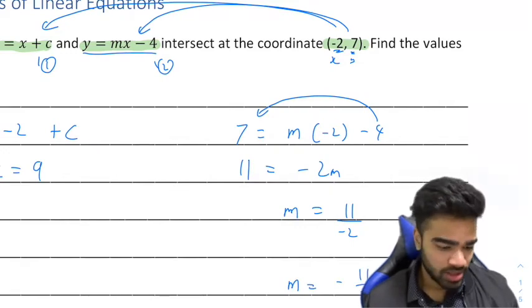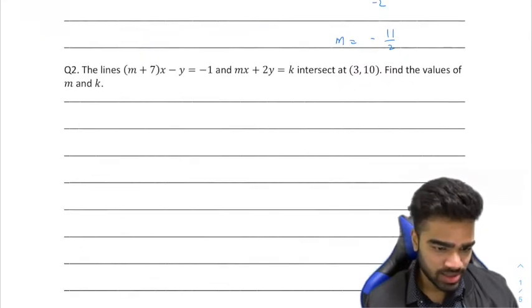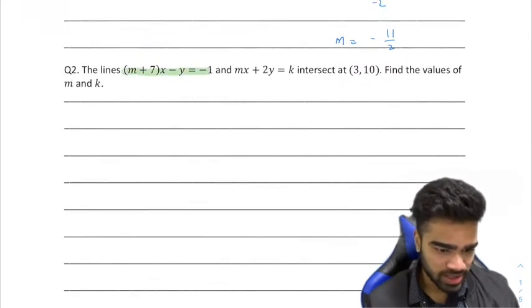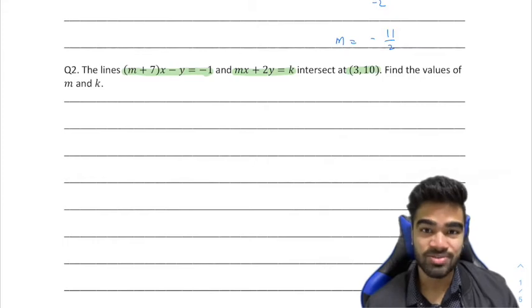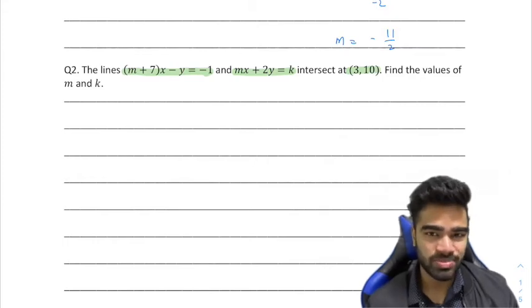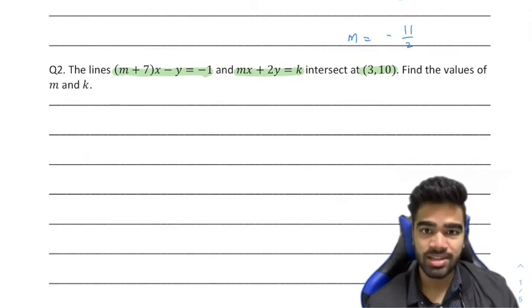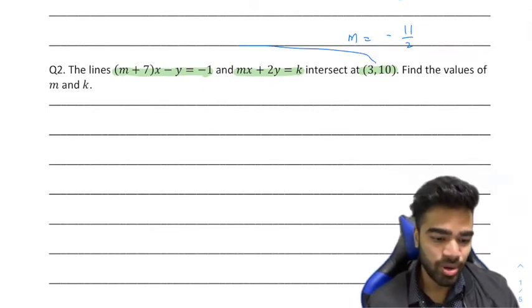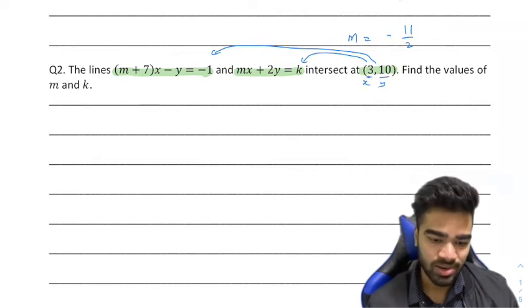Alright, so let's keep going. So a similar question. So this time the lines m plus 7x minus y and mx plus 2y equals k intersect at 3 and 10. Why don't you guys pause the video and have a go, because it's very similar to what we did before. It's a bit different, it gets a bit harder, so let's do it. So again, same thing, they intersect in 3 and 10, that means they cross at 3 and 10. That means they both go through this coordinate, 3 and 10. So in other words, x is 3 and y is 10.